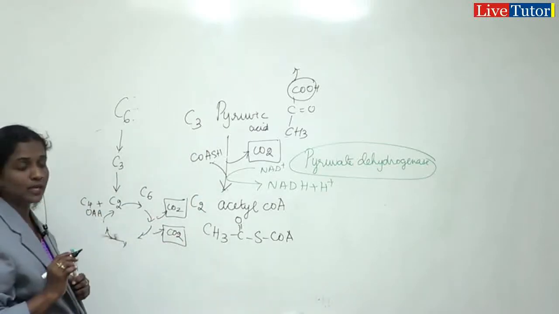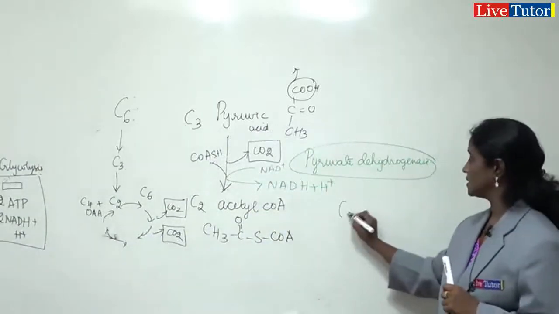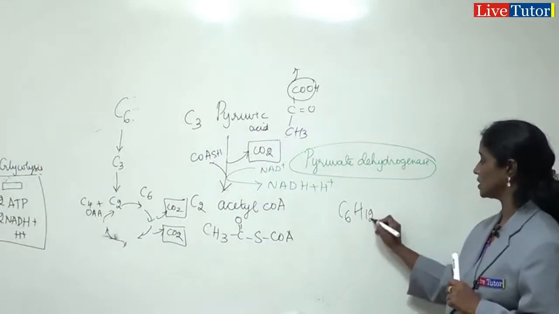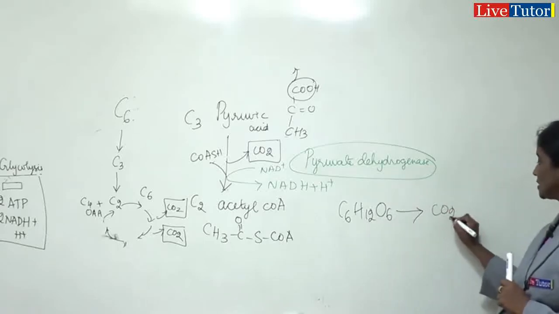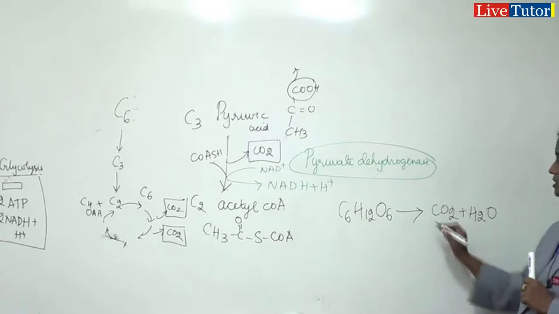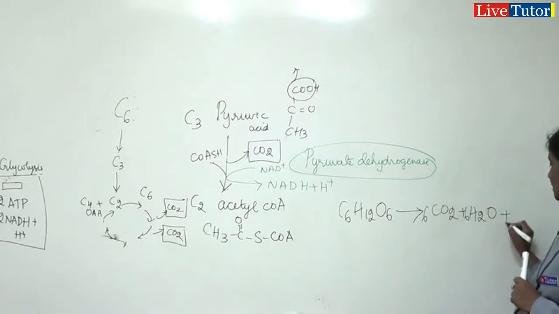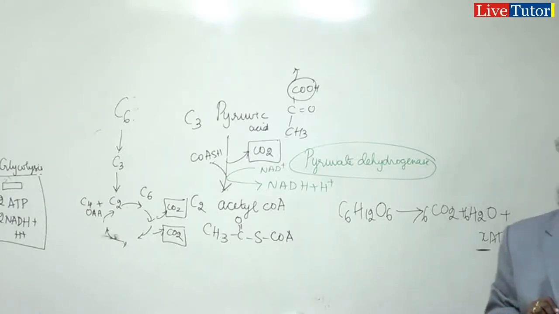Ultimately, what will be the key reaction? The key reaction is going to be C6H12O6. We are going to burn it to 6 CO2 plus H2O plus X ATP, that is what we are going to find out, plus heat. How many molecules of ATP are liberated by burning C6H12O6?